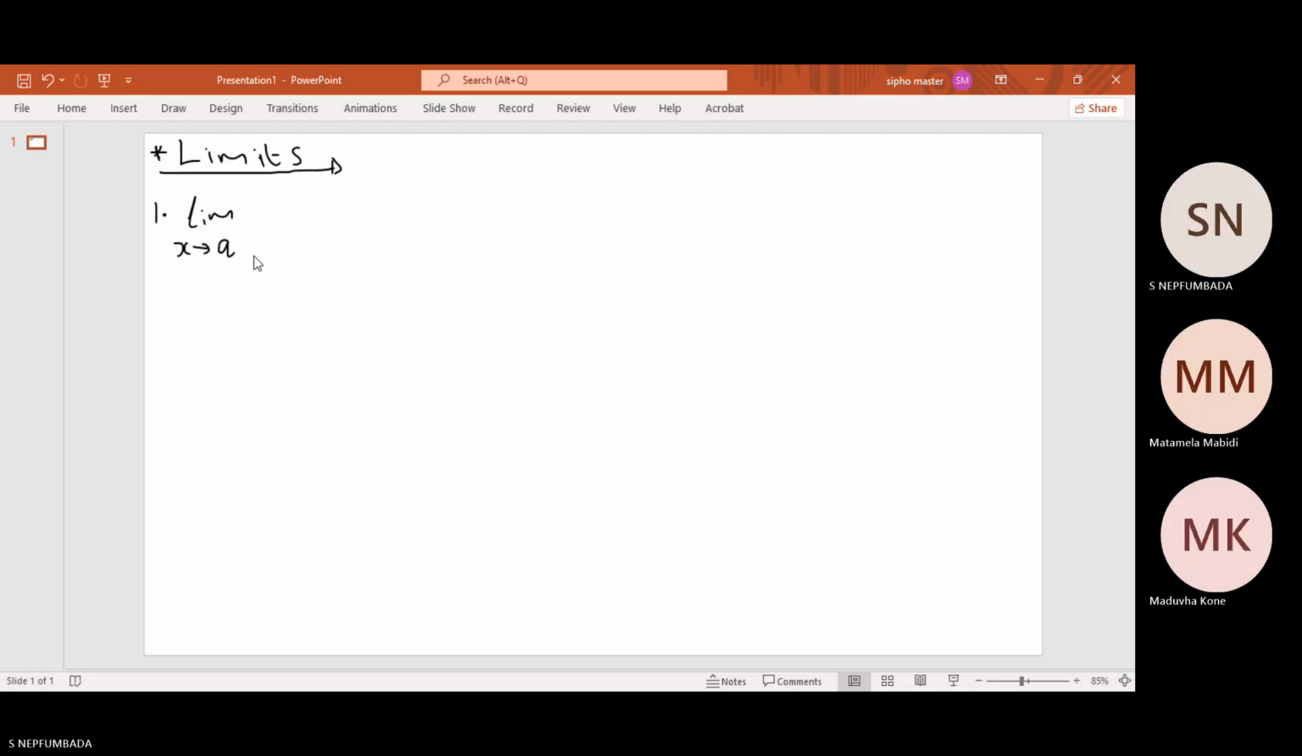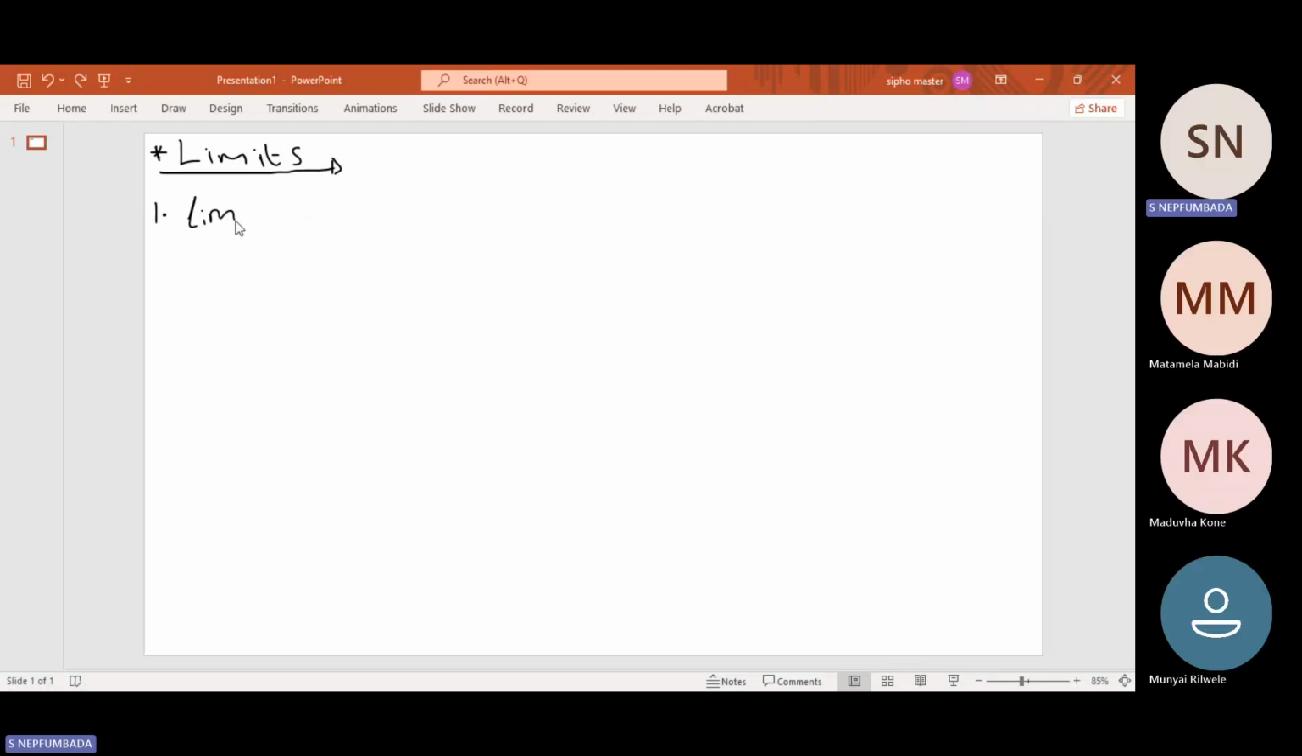Okay. I was saying if we've got the limit of any function, let's say the limit of x approaching a. Can you see now? Okay, I was saying if we've got the limit of x approaching a of f at x plus g at x.